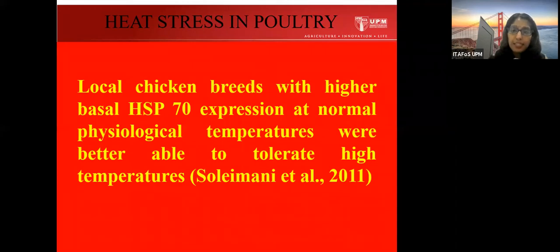This is a study by Dr. Reza actually. He found that the local chicken breeds in Malaysia have higher basal HSP70 expression at normal physiological temperature. They're able to tolerate high temperature. So this shows that these genes play a protective role in cellular functions more than the HSP90.